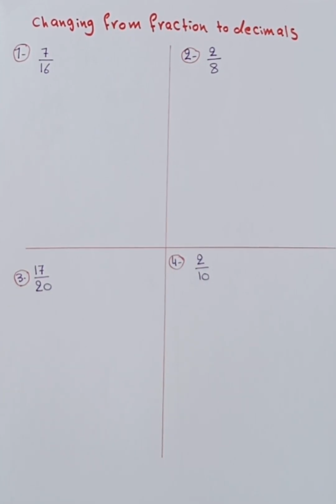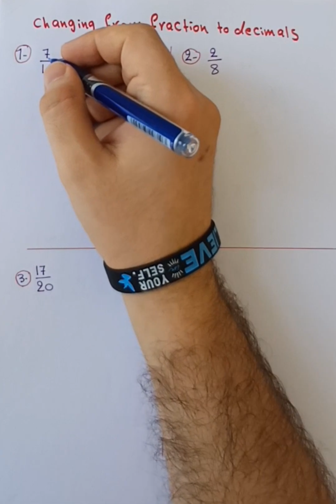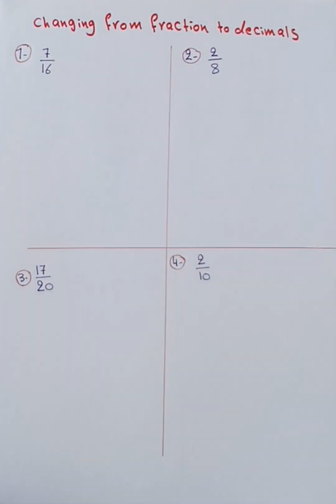Hello dear students, in this lesson I'm going to talk about changing from fraction to decimal. How to change fraction to decimal. Example number 1, we have 7 out of 16. Mostly we have two ways for changing fraction to decimal. The first one is multiply and the second one is divide.